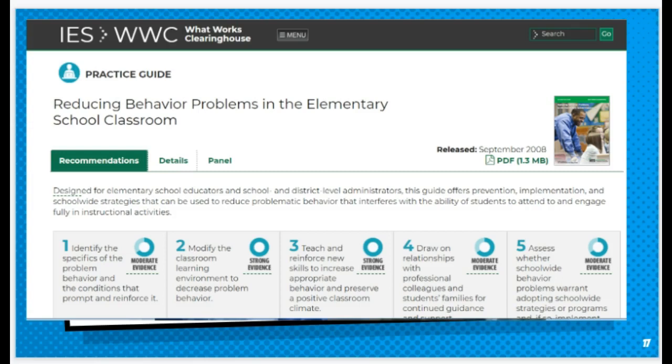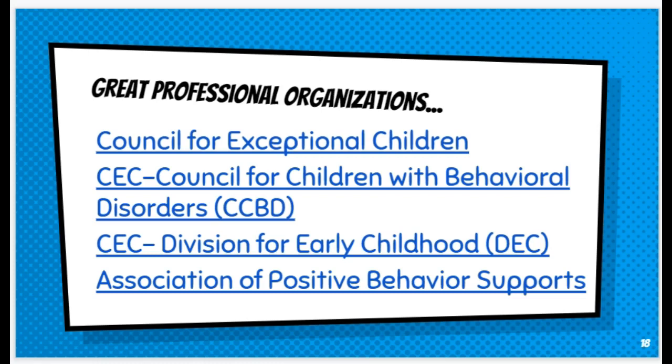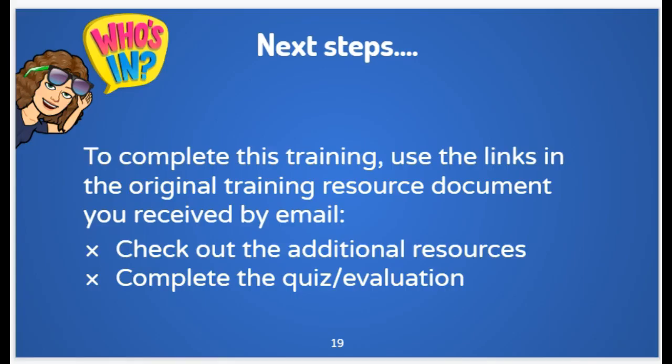And the What Works Clearinghouse has great practice guides that synthesize the research and tell us how much evidence is in with strategies. For example, I'm showing you the guide on reducing problem behaviors in elementary school classrooms. And again, these are linked into the notes. Some great professional organizations that we can work with to really deepen our learning. In addition to the Council for Exceptional Children, we can be part of the Behavioral Disorders Division or the Early Childhood Division, or the Association of Positive Behavior Supports is another group we can look at.